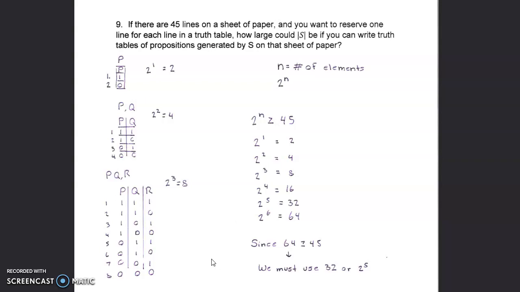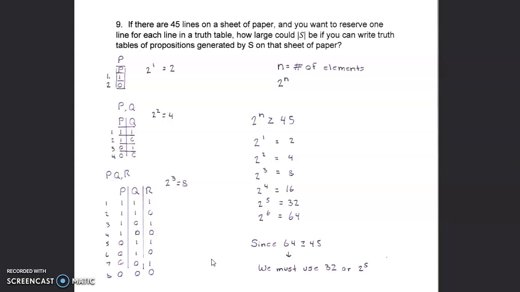So question 9 reads, if there are 45 lines on a sheet of paper, and you want to reserve one line for each line in the truth table, how large could the cardinality of S be if you write truth tables of propositions generated by S on that sheet of paper?